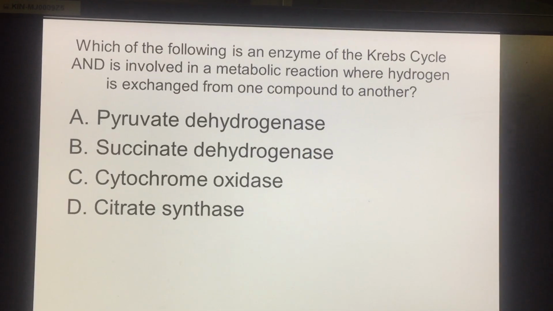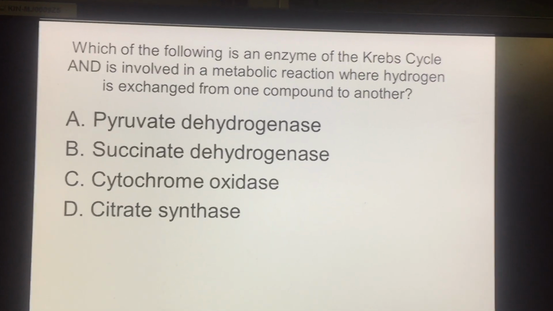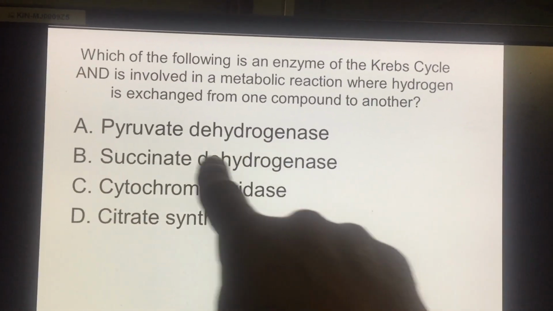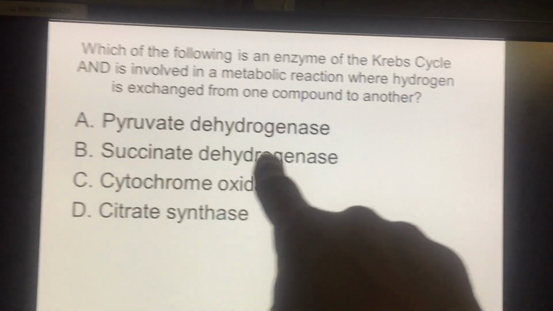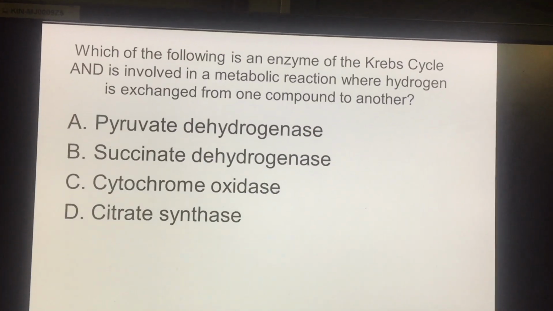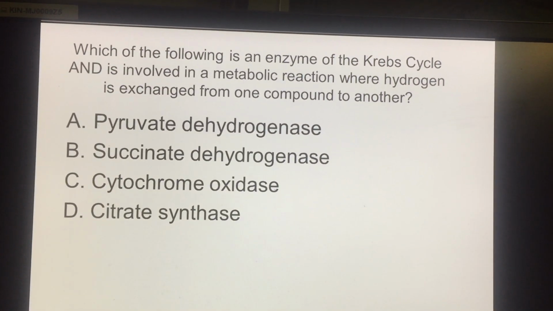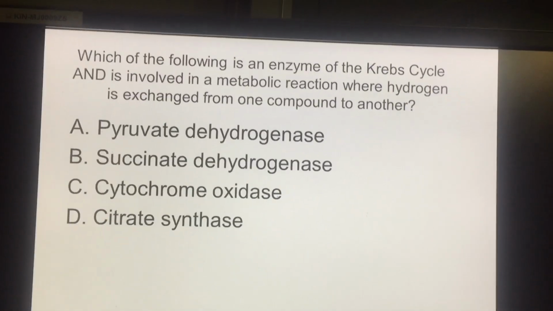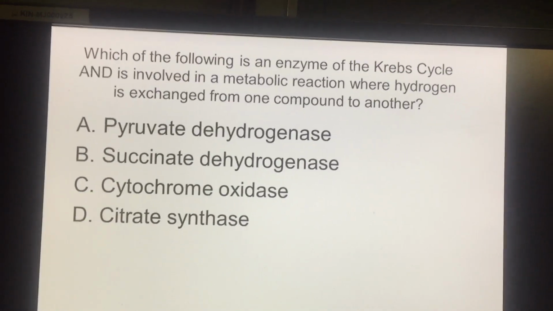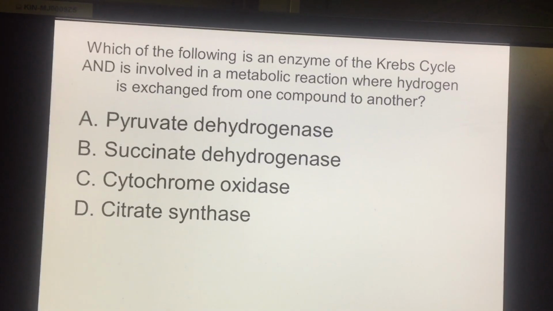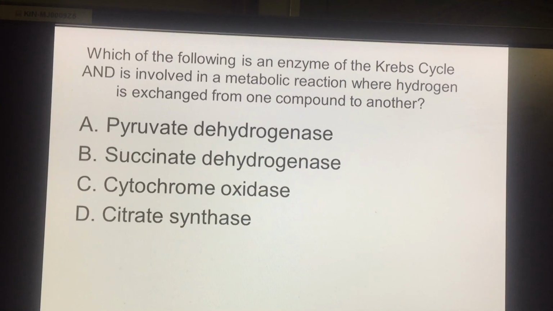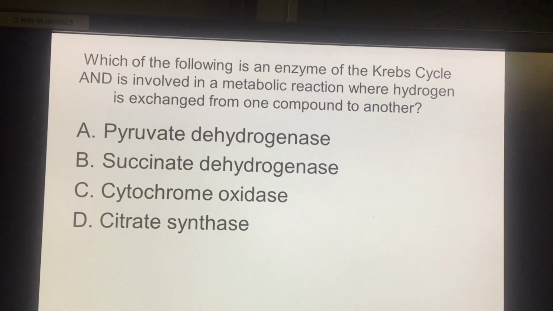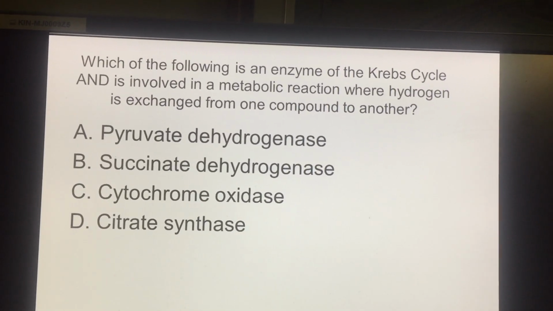So both succinate dehydrogenase and citrate synthase are enzymes of the Krebs cycle, but you can see the name of this enzyme contains dehydrogenase. That implies that it's an enzyme involved in a reaction where you exchange one hydrogen from one molecule to another. In this case, succinate dehydrogenase is involved in one of the steps where NADH is formed in the Krebs cycle. So again, your best answer here is B, succinate dehydrogenase.